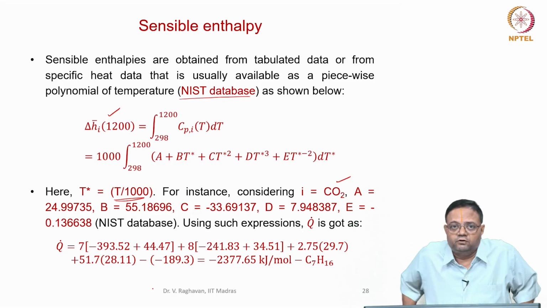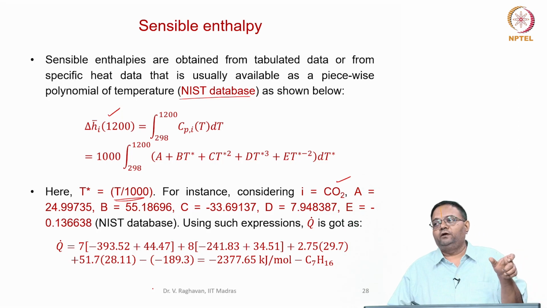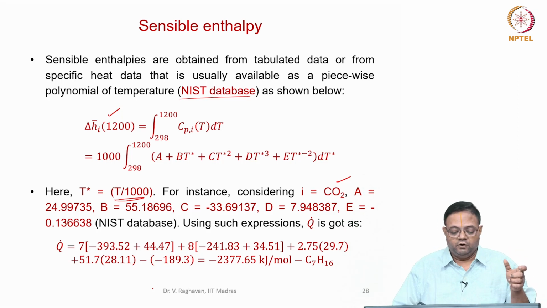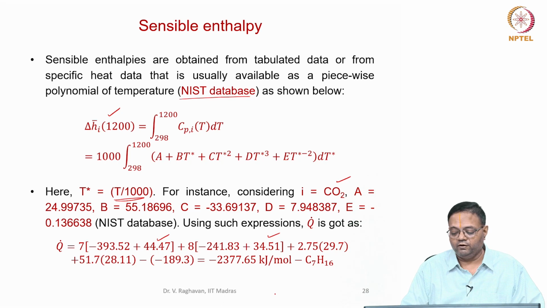you can use tables. In some cases, direct tables are available from which, corresponding to the temperature of 1200 Kelvin, you can take the sensible enthalpy for CO2 like 44.47, or for H2O it is 34.51, etc.